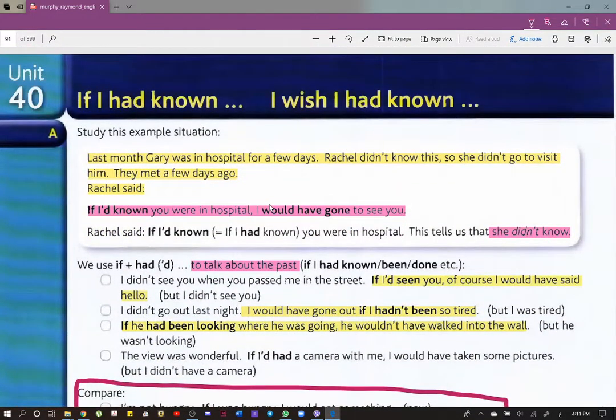All right, with unit 40, the more complicated case of the if clause, the third case. It is complicated particularly for us as Arab learners of English as a foreign or second language. Complicated because here we are not talking about the present anymore. Remember, in the first case and the second case, we are talking about the present. But here we are talking about the past. Remember again, we are talking about if and wish. Two different structures, two different ideas.